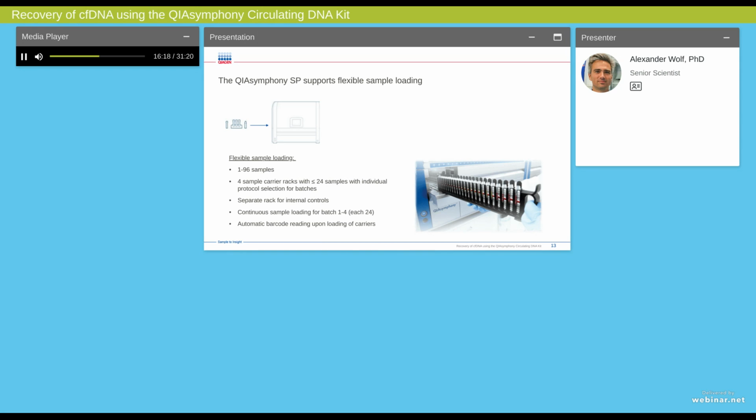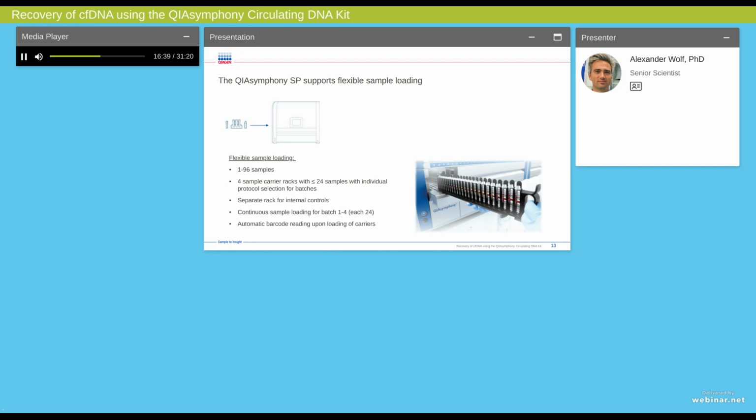The instrument supports flexible sample loading from 1 to 96 samples, split into 4 batches, each of 1 to 24 samples. For each batch, a sample carrier rack with up to 24 samples can be processed consecutively in one integrated run, resulting in a maximum of 96 samples.